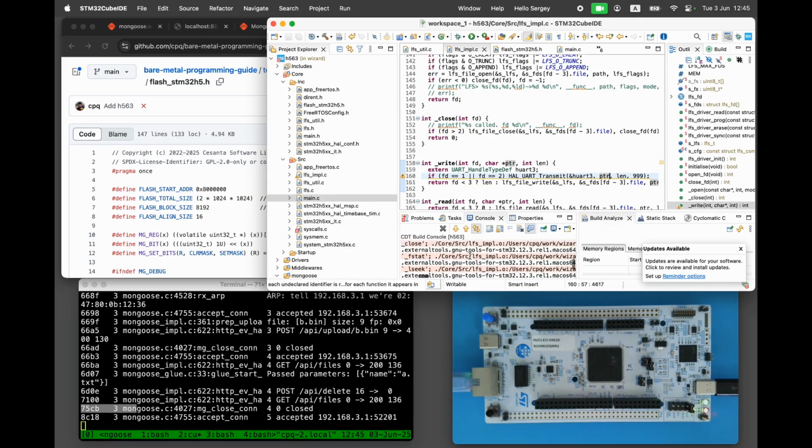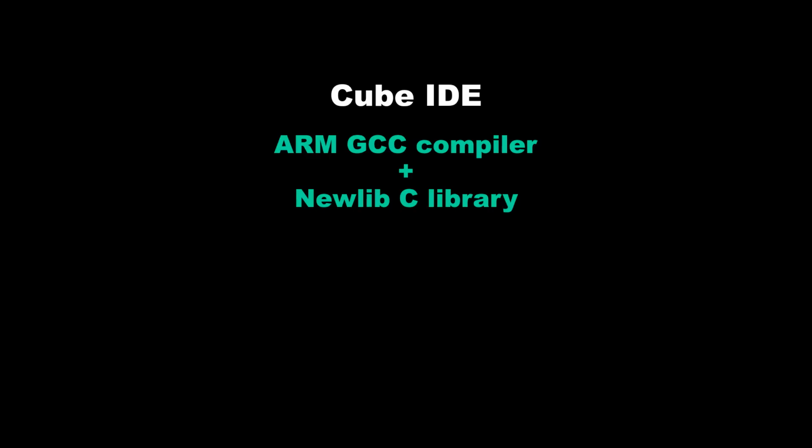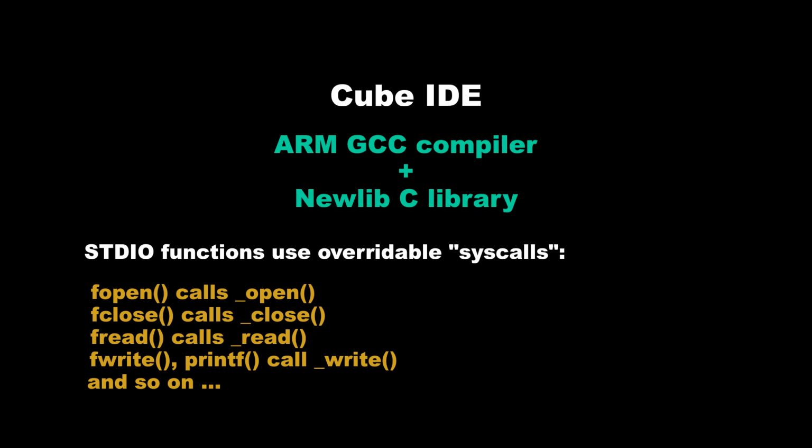If we try to build this code, we get a bunch of conflicts for syscalls like _open, _write, _read, and so on. What are those syscalls? The Cube IDE uses ARM GCC compiler, and that compiler is shipped with a C library called newlib. The newlib library implements standard C functions like fopen, fclose, fread, and so on. The implementation calls those underscore functions, which they name syscalls. That allows users to override the behavior of the higher level functions.